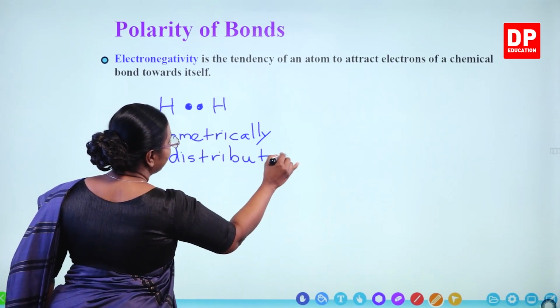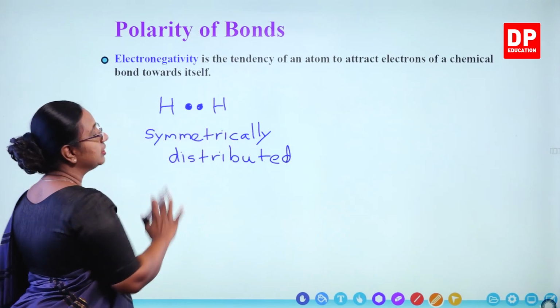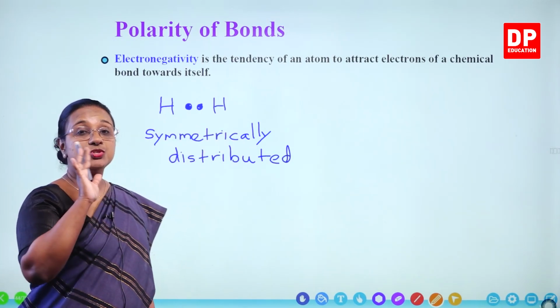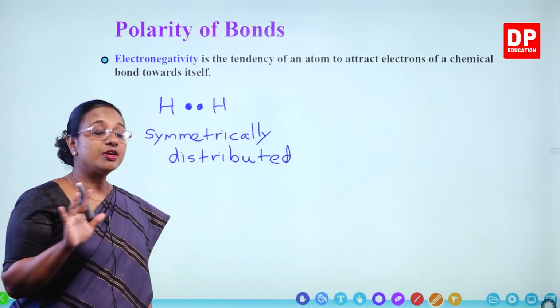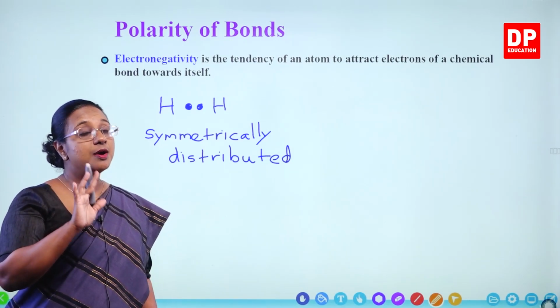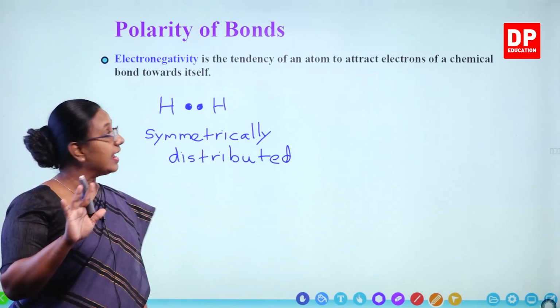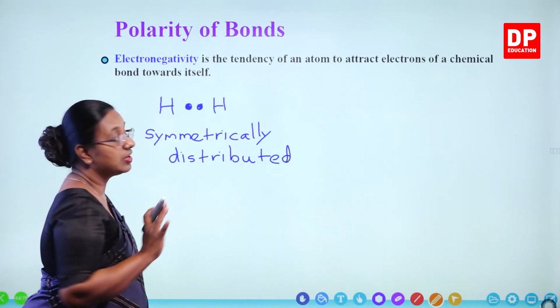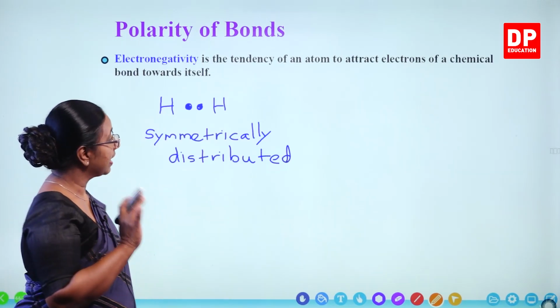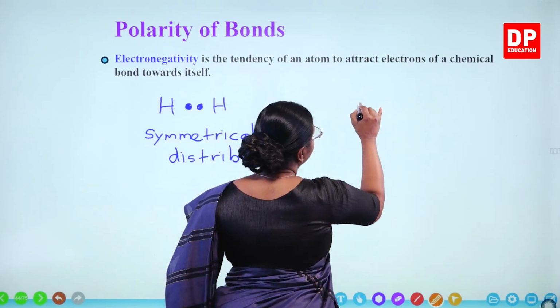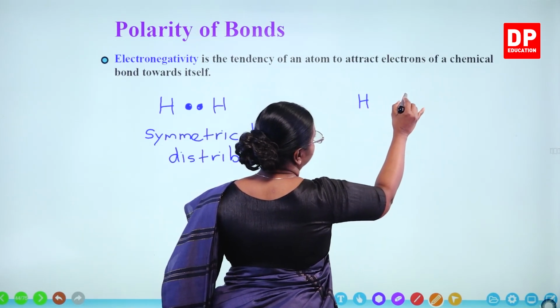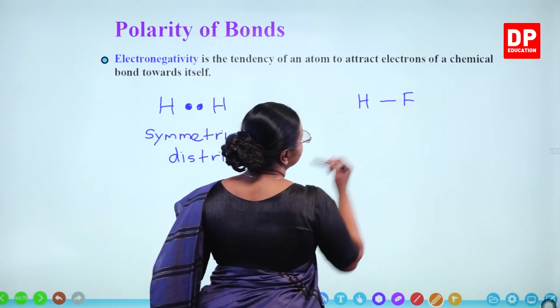Because of that, these two electrons are always symmetrically distributed and common to both the hydrogens. So such a bond does not have any kind of partial charges. That means it doesn't have a polarity. But we will take the HF molecule. Now this is the HF bond.